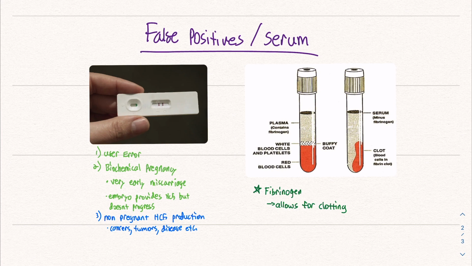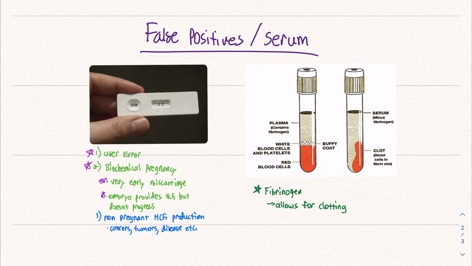So let's talk about false positives and serum. So what is a false positive? A false positive is when a test reads positive, but it's not actually positive. This can happen due to user error, just user error when it comes to using the test, messing it up, stuff like that. It can also happen in the case of something called a biochemical pregnancy. This is technically a very early miscarriage. The embryo provides HCG, but it doesn't progress into the later stages.